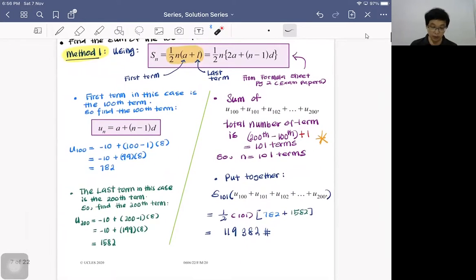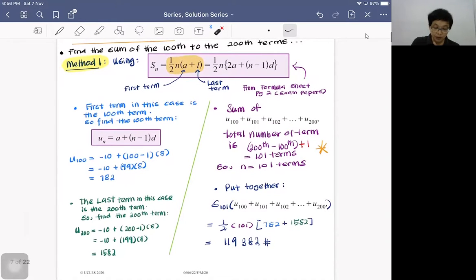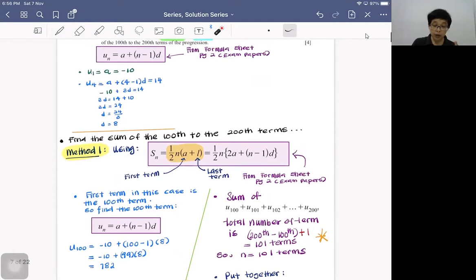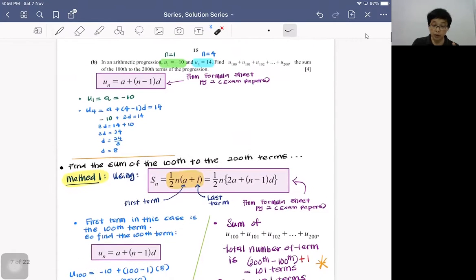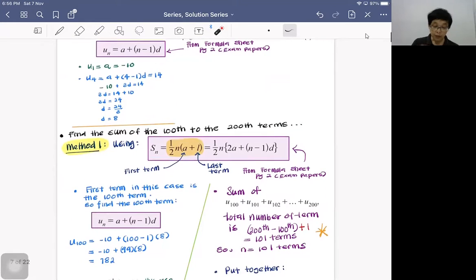Therefore, what we can do is use the nth term formula. If you haven't memorized it by heart, do not worry. You can still draw that from the formula sheet. You have known the A from the previous part, where A was given to you as -10, and you have found the D as 8.